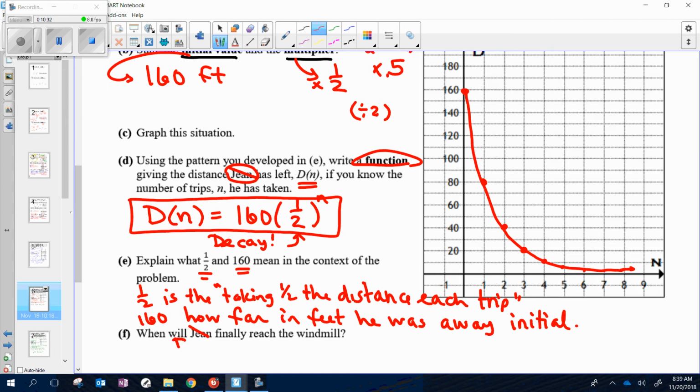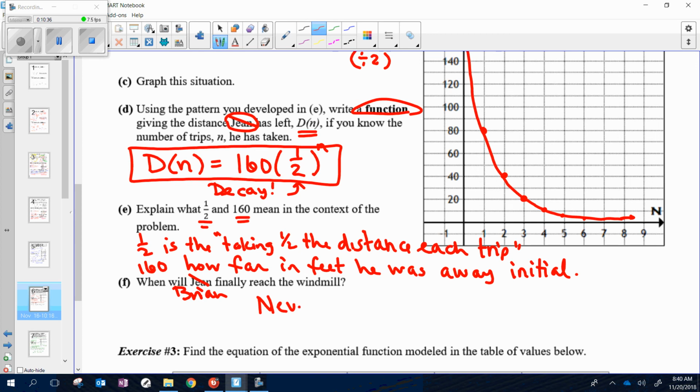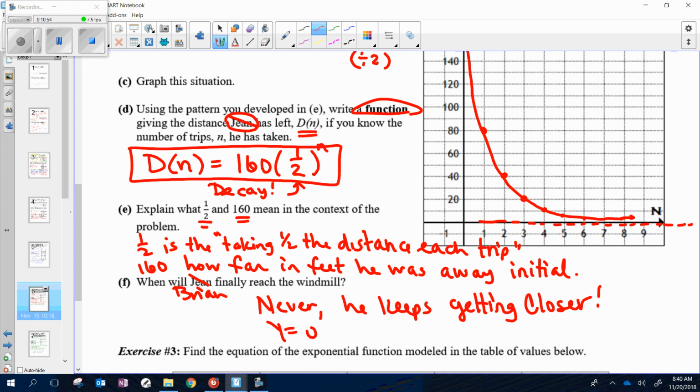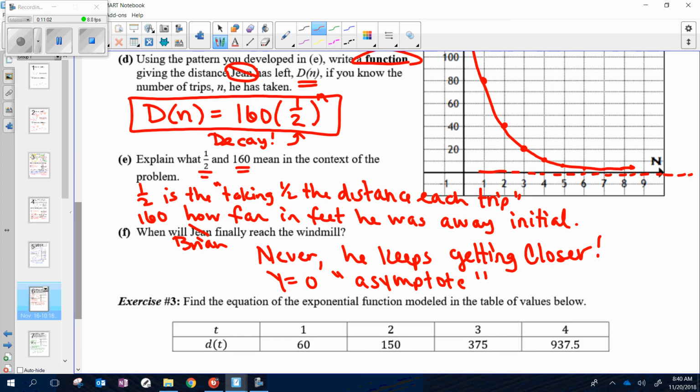When will Brian finally reach the windmill? Never. He keeps getting closer. And when you take calculus, you're going to learn that that's a limit. He's approaching this value of 0. Y equals 0 is called an asymptote. A horizontal asymptote. It's an imaginary line that you keep getting closer to but never touch.